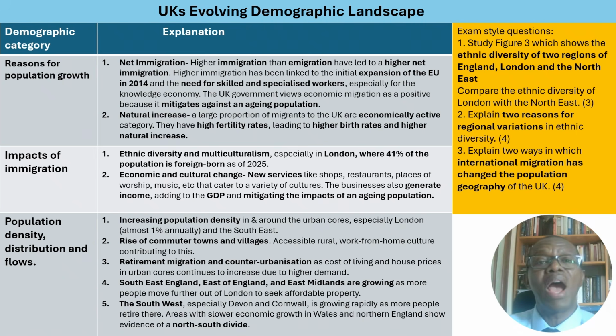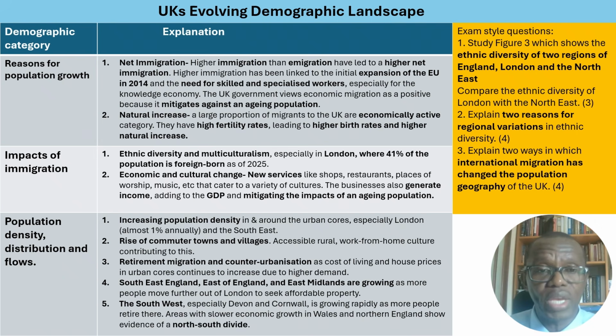So we can have a positive net migration, which means that you have a lot more people coming in than going out, or we may have a negative net migration, which is where you have a lot more people leaving than entering the country. And of course, we know that the UK has got the former, which is a positive net migration. Now, why do people move to the UK?